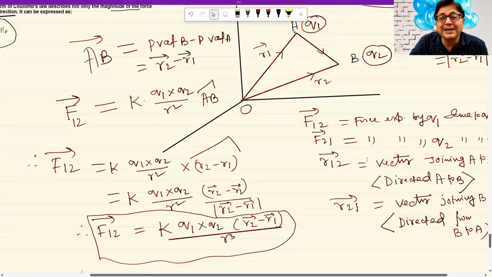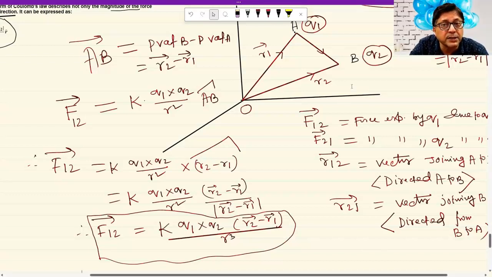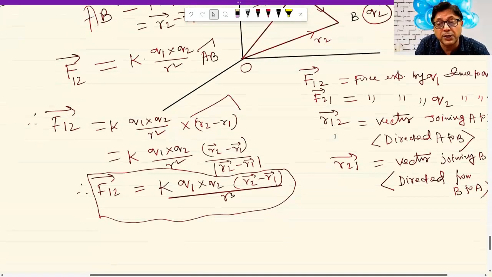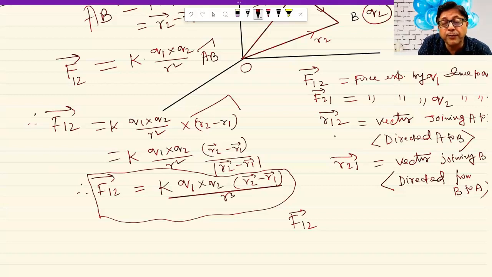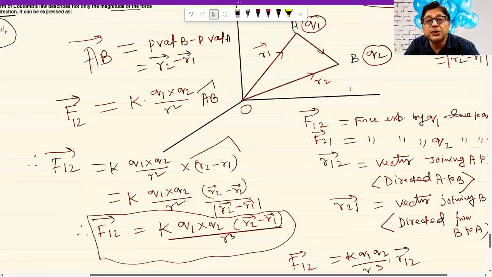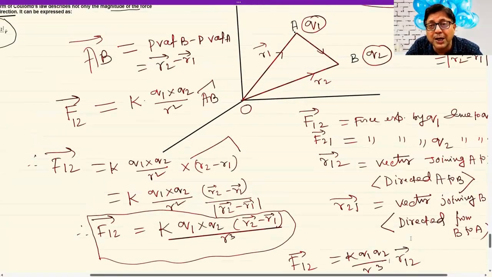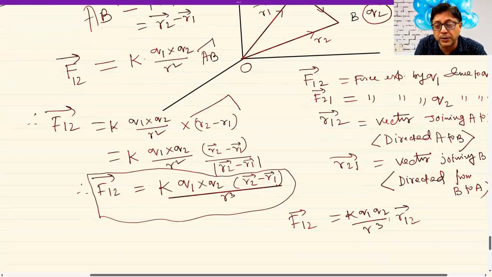What about F21? Let us see. R2 minus R1 is the AB vector, which symbolically we can write as R12. So F12 is K Q1 Q2 by R cube multiplied by R12, the vector joining from A to B. So this is for F12, and this is the vector form of Coulomb's law: F12 equals K Q1 Q2 by R cube into R12. This is called the vector form of Coulomb's law.